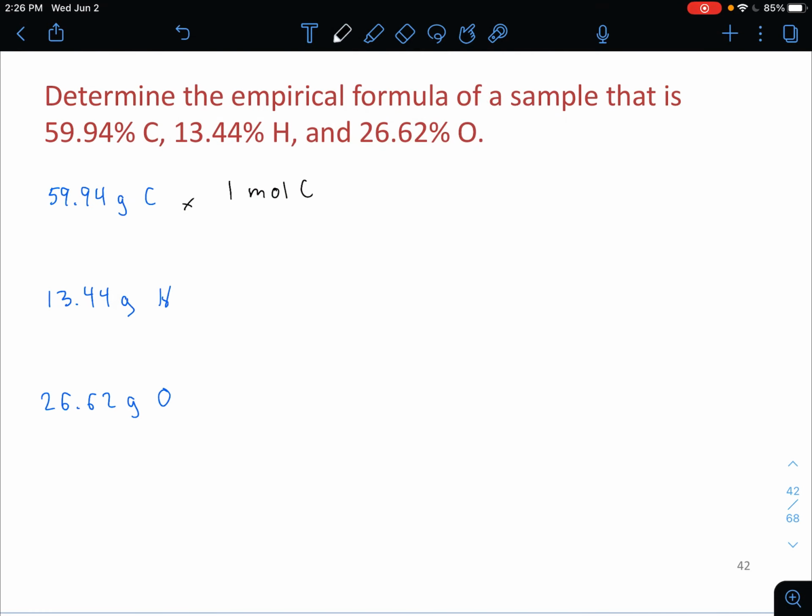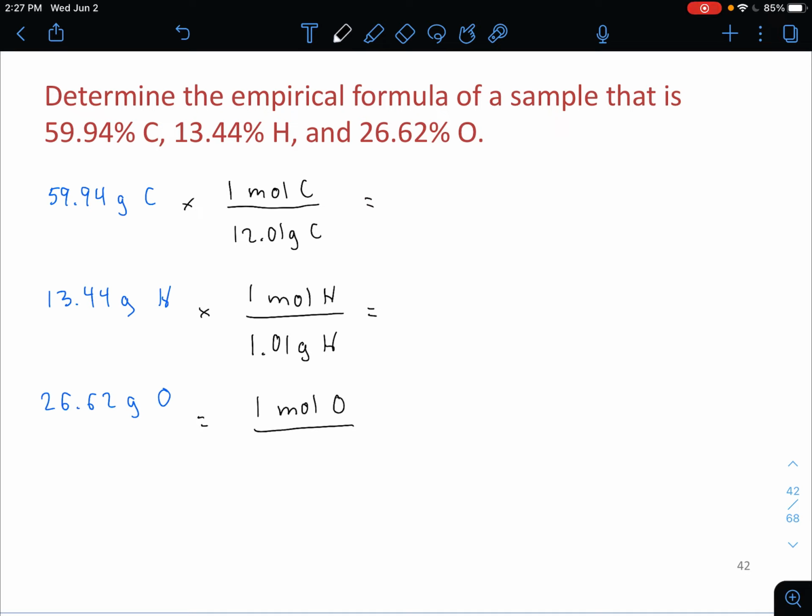So 1 mole carbon, from the periodic table, it's 12.01 grams to 2 decimal places. 1 mole of hydrogen, 16.00 gram. Oops, sorry, I jumped the gun. 1.01. Sorry, my brain was one step ahead of me. And then lastly, 1 mole of oxygen, now 16 grams of oxygen. So grams cancel grams in all of these cases, so we'll be left with values in moles. Let's see what I get for these.